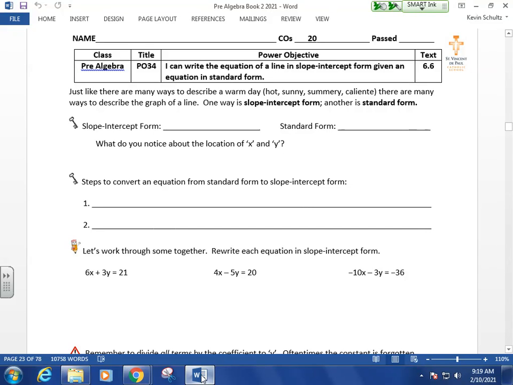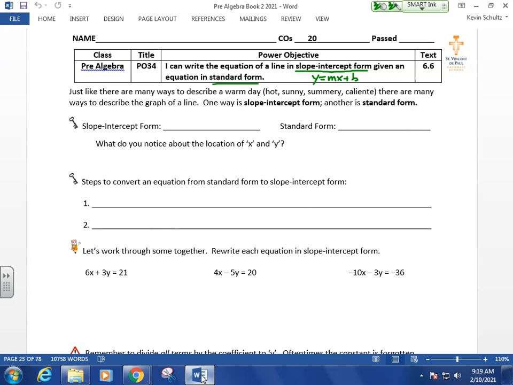Good day, pre-algebra. We're here with PO34, writing the equation of a line in slope-intercept form, which of course we know is y equals mx plus b. We've been working with that for a few lessons now. But we're writing the equation in slope-intercept form, given an equation in what is called standard form. Basically the idea of this objective is learning how to manipulate an equation, rewrite an equation to make things easier for us. We know how to graph in slope-intercept form.